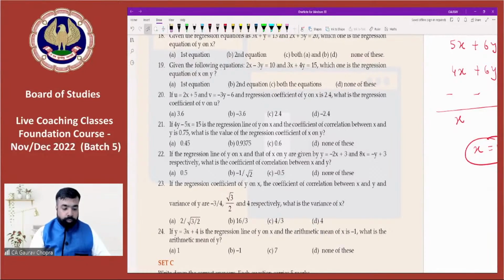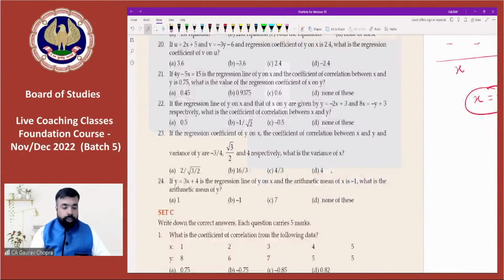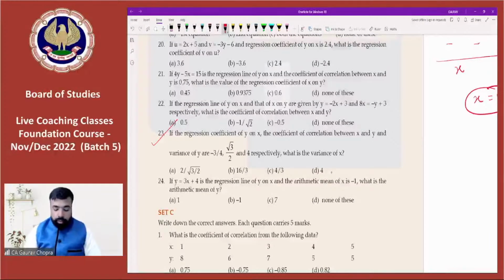Now, let's solve question number 23. So let's try 23. I'm waiting for 1 to 2 minutes.